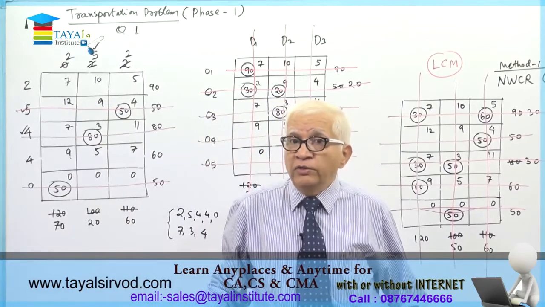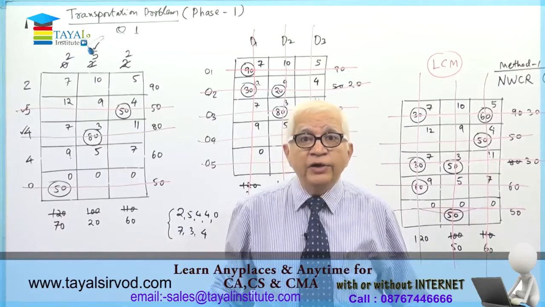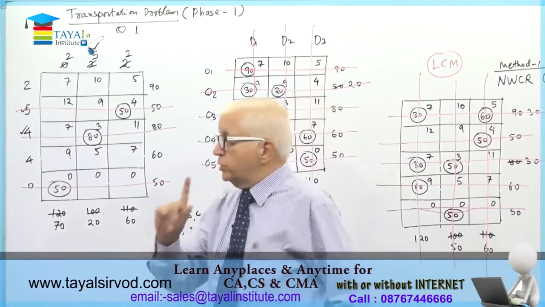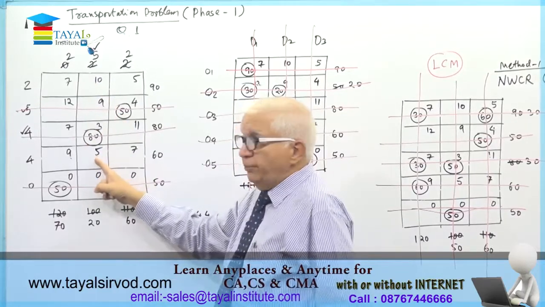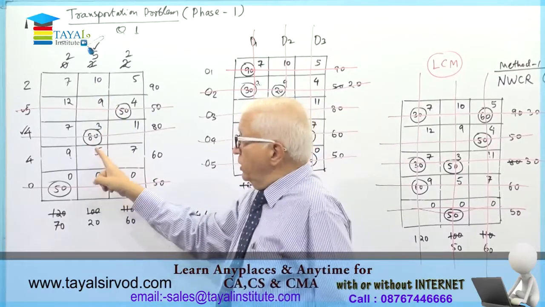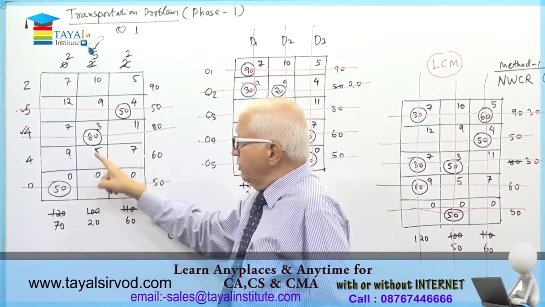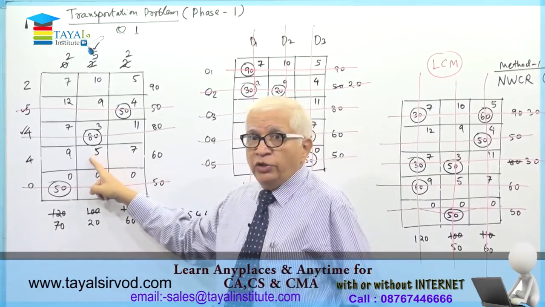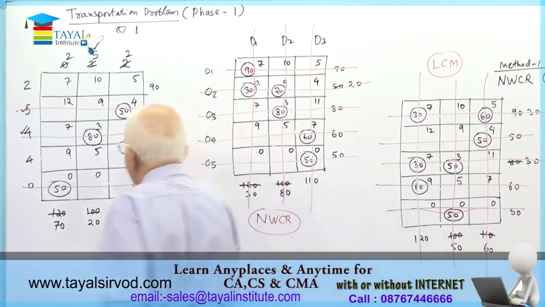How do I make an allocation? First, I choose the penalty. Now, that happens to be a column penalty. In that column, I choose the lowest cost. And what are the costs? 10 and 5. So, this is the lowest cost. That means I need to make an allocation in this particular cell. Availability is 60, demand is 20. That means I cannot make more than 20 units of allocation here. So, I will make an allocation of 20 units.